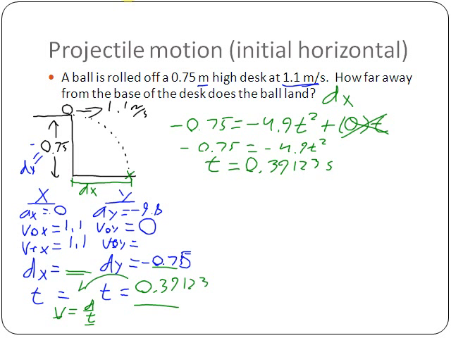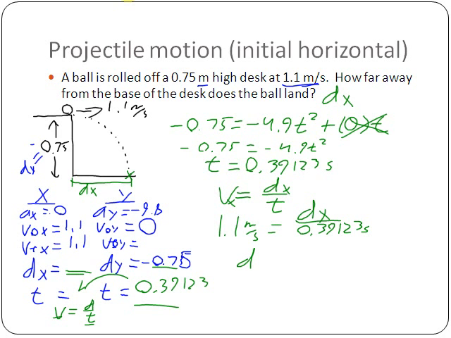So now we can set up our velocity equation. We know that velocity for x is going to be distance x over time. And so the velocity x, we said, is 1.1 meters per second. That's the value we're given, equals the distance x, what we're looking for, over the time, which is 0.39123 seconds. And so we multiply 0.39123 times 1.1, and that gives us an x distance, in this case, of 0.4303 meters, which rounded to significant figures, looks like we have 2 sig figs in each of these here, so it'll be 0.43.